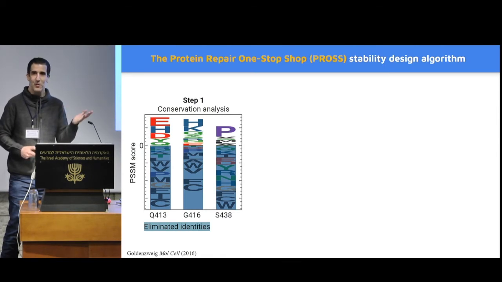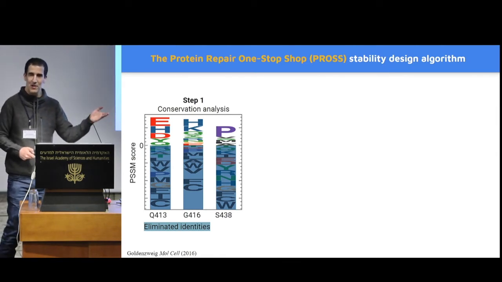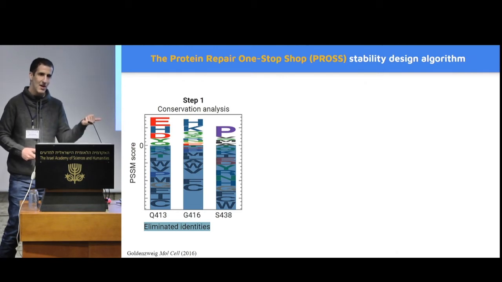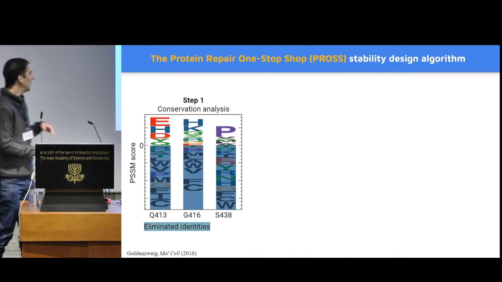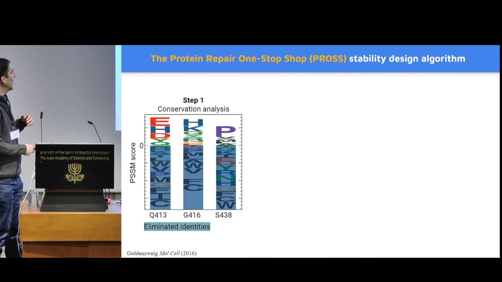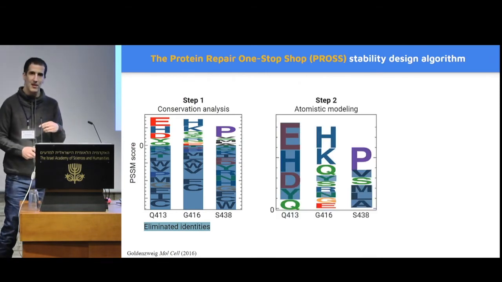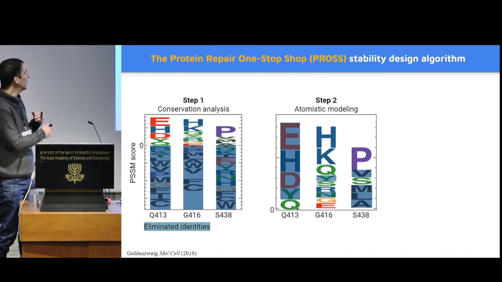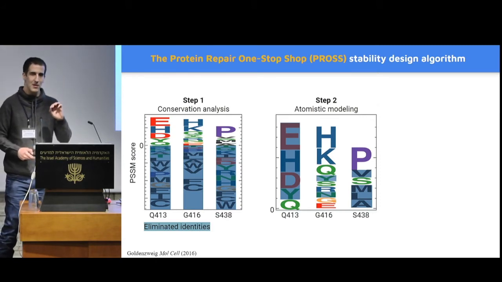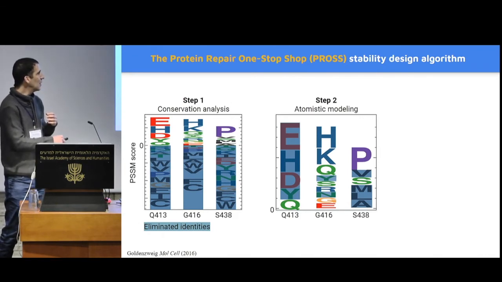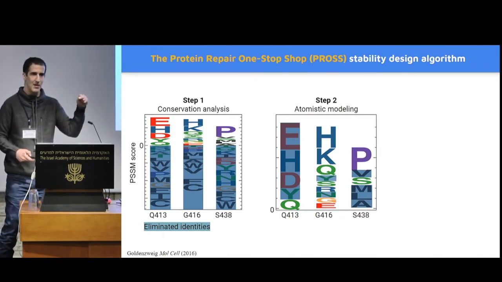We presume that evolution has tried these mutations and found that they either decrease activity or promote misfolding. So we eliminate these identities from further analysis. We then use Rosetta atomistic design calculations in order to introduce each mutation singly. And any mutation that destabilizes the protein is also thrown out, also eliminated. So now we're left with a much smaller tolerated sequence space.